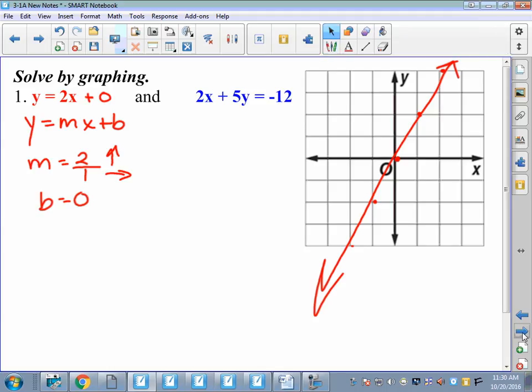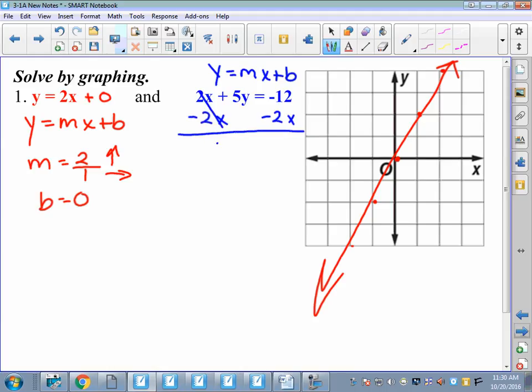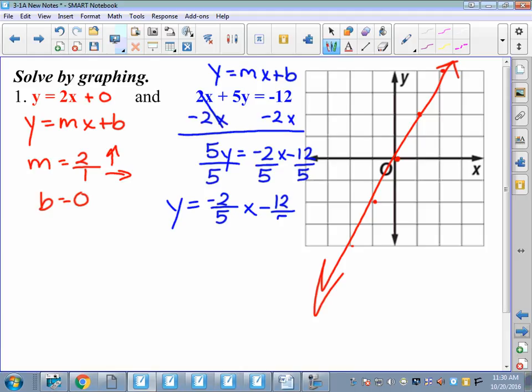The second system here, 2x plus 5y equals negative 12. A little bit more work has to be done. So I need to get it into this form. The first thing I'm going to do is subtract 2x from both sides. So we're left with 5y equals negative 2x minus 12. I put the negative 2x out in front to put it in slope-intercept form. I need to get the y by itself, so I'm going to divide by 5. Everybody gets divided by 5. And so I end up with y equals negative 2/5 x minus 12/5.